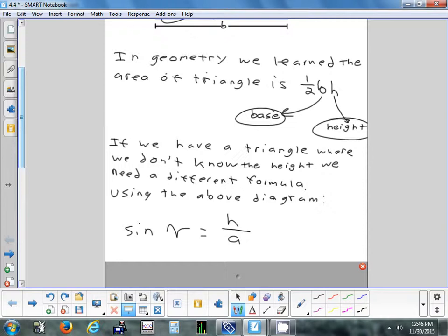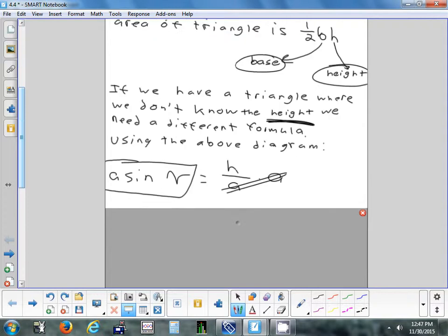Now my goal is to get a formula for the height, so I want to get H by itself. What would be my last step to get A on the other side? Multiply. Yeah, multiply by A on each side. Perfect. And there is a formula for the height.